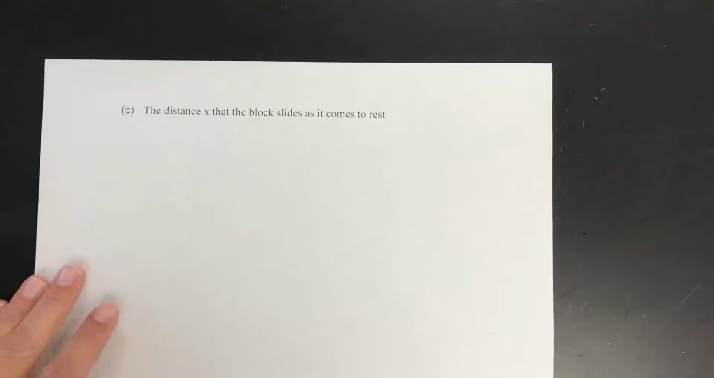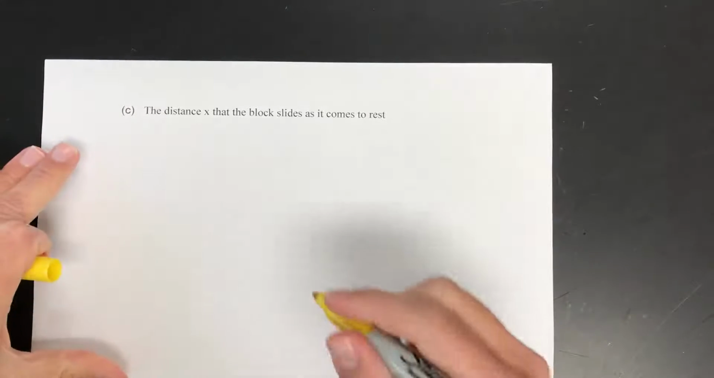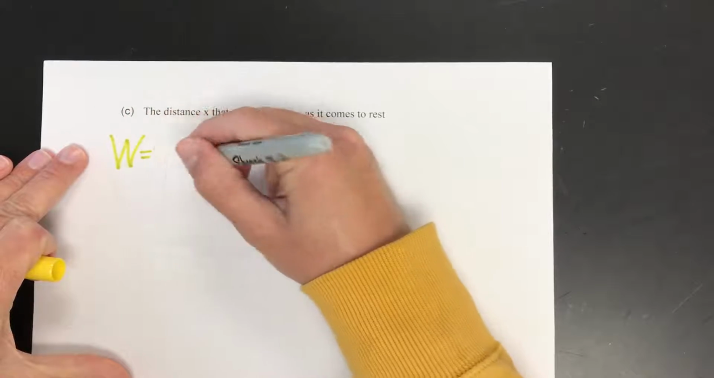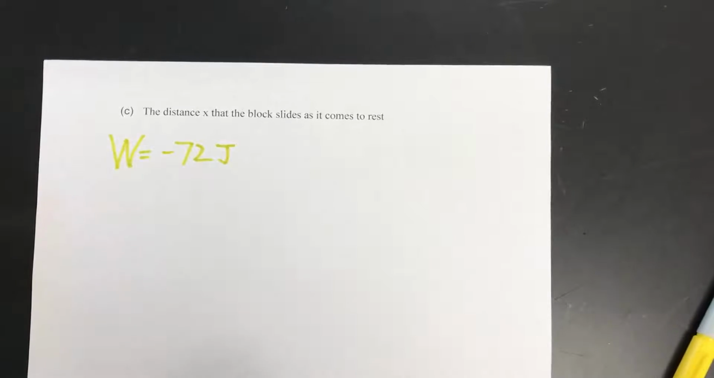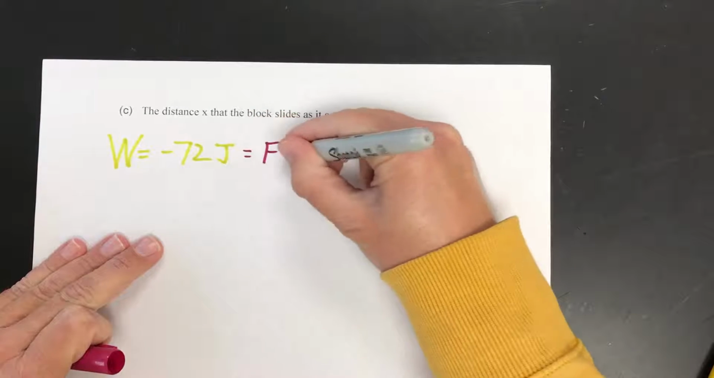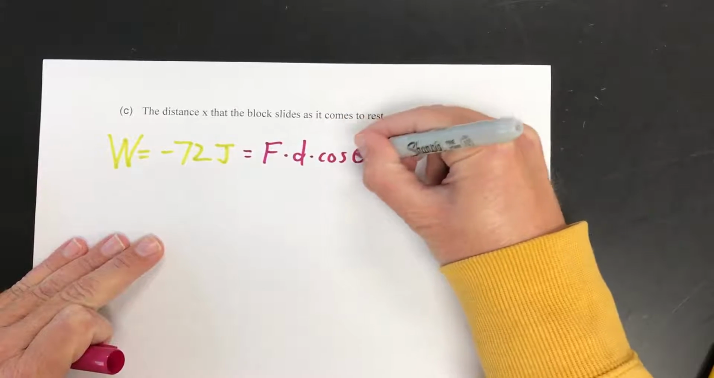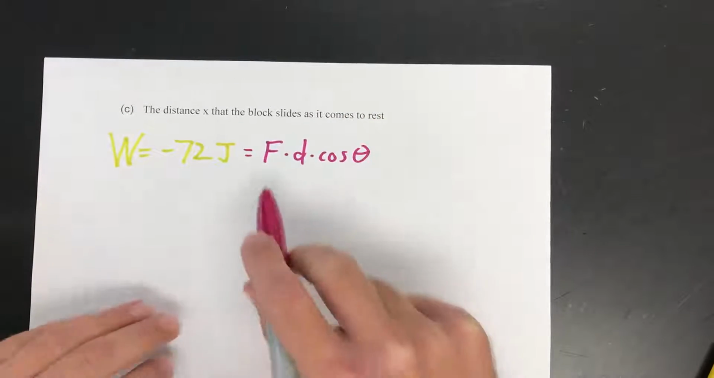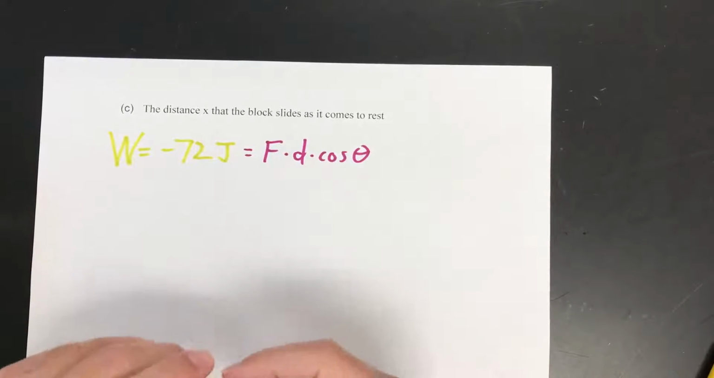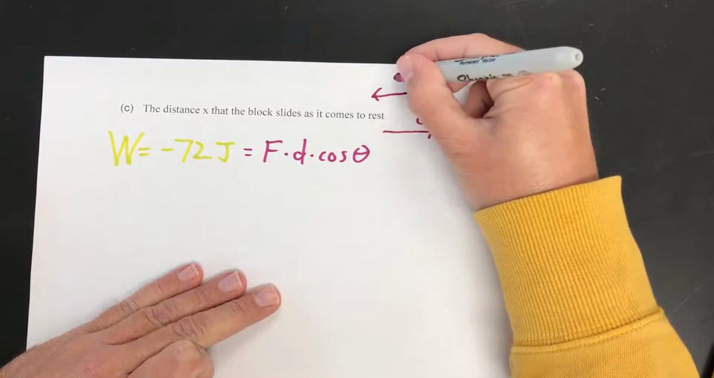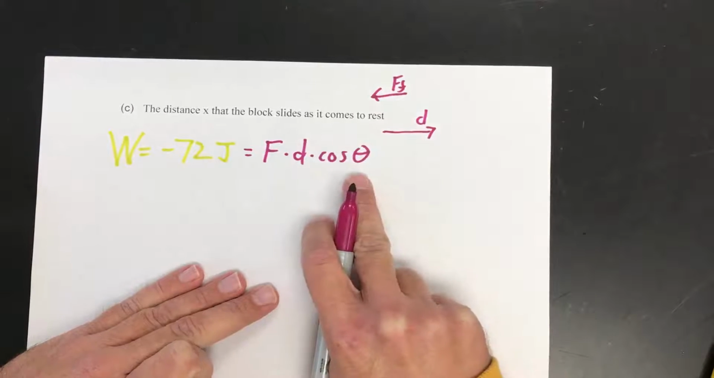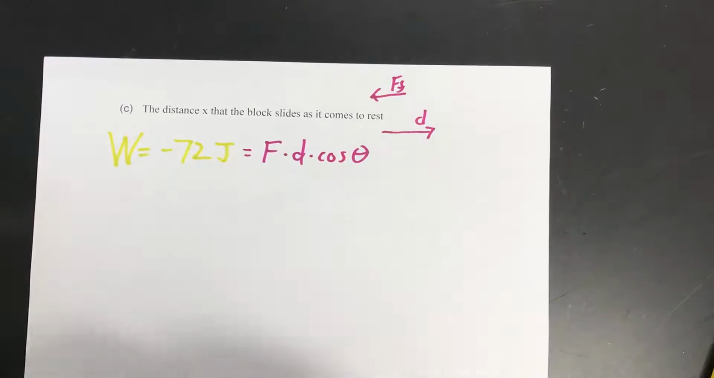Last part says find the distance that the block slides as it comes to a rest. So now we already figured out, remember, how much work we did. We did negative 72 joules of work. But work also means something else. It is force times distance times the cosine of the angle between the two. We know how much force there is, they already told us that. The angle, by the way, let's just pretend it's sliding to the right, then the force of friction would be back to the left. So this angle is going to be 180, which is going to give us a -1.